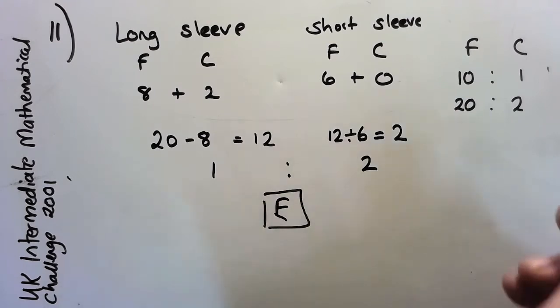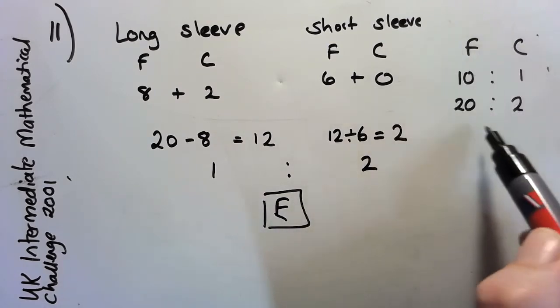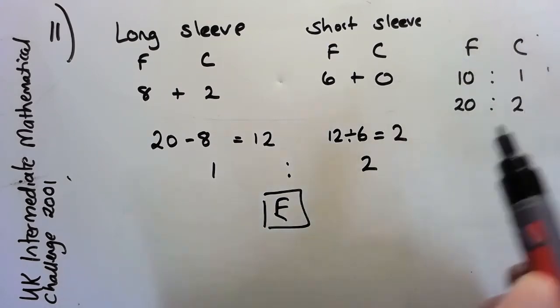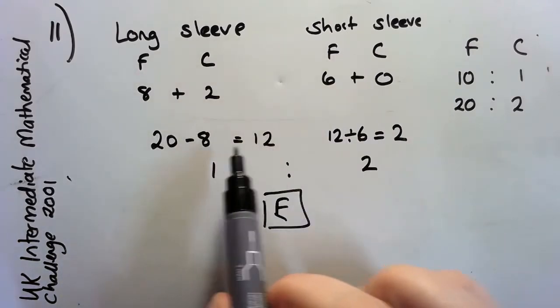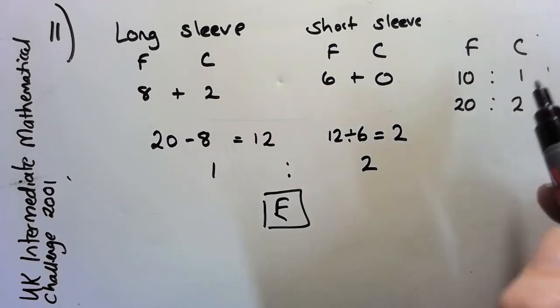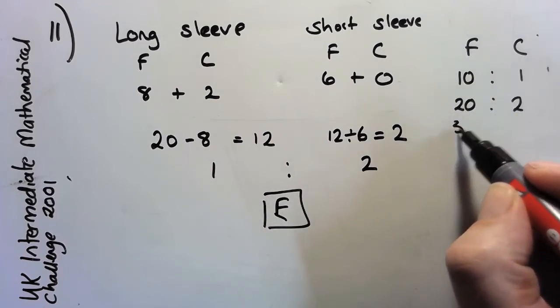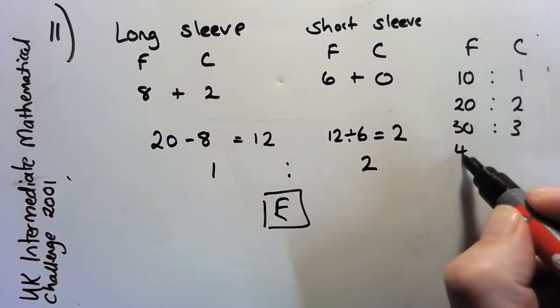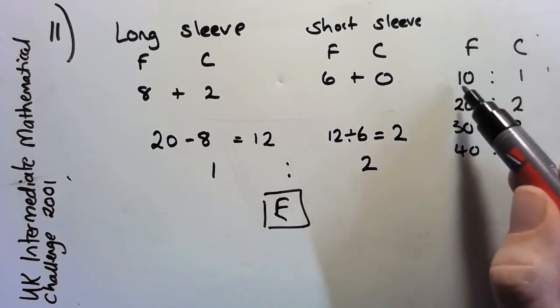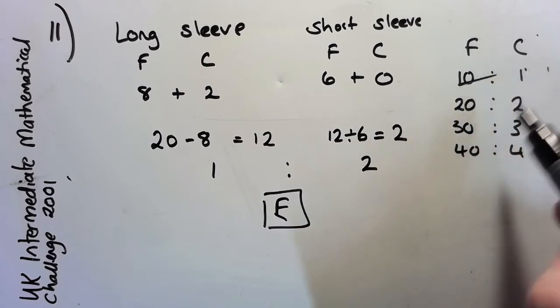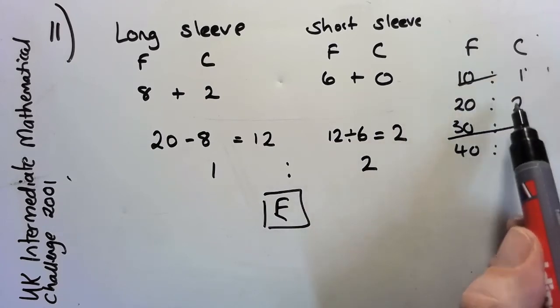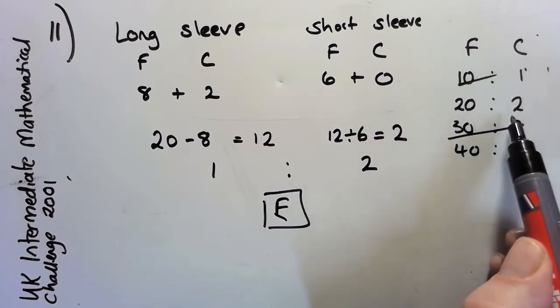This is complicated by the fact that you're looking at a ratio of buttons, and then you're looking at a ratio of long sleeved to short sleeved. What we did, we worked out, and it could be that it was 30 to 3, 40 to 4. Now we can't have 10 to 1 because if we're actually looking at real buttons, we can't have 30 to 3, but we're going to start with that 20 to 2.